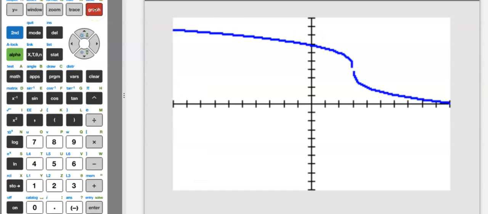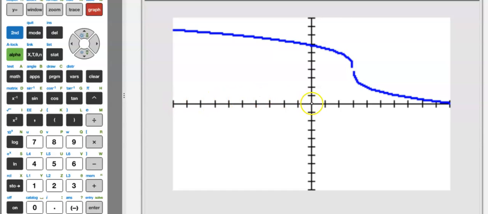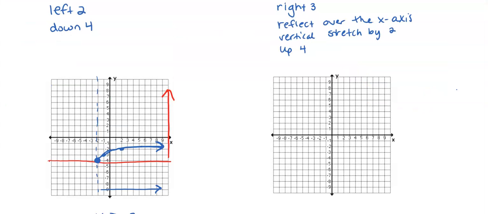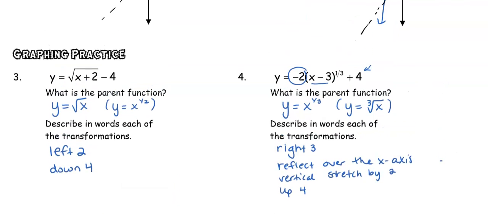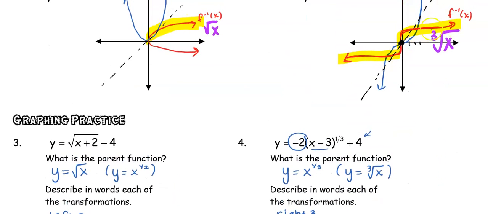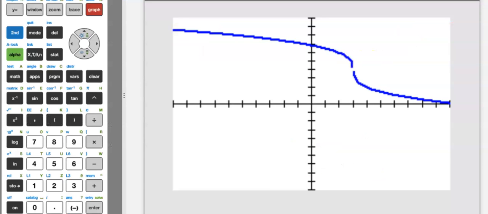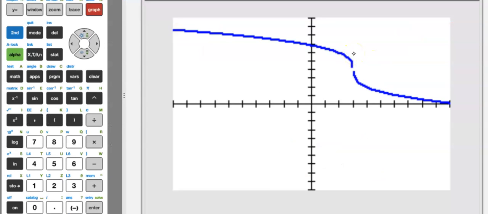Again, we can see our graph here, everything that we expected. We were here at 0, 0. We went right 3. We went up 4. There's that reflection. You can see how it's going this way. And with our parent function, it was going here.